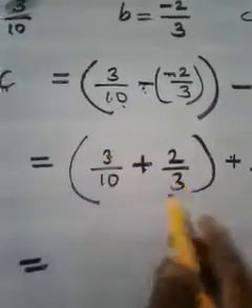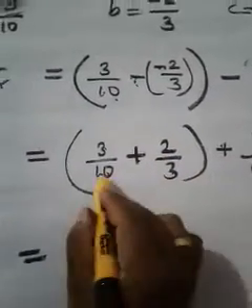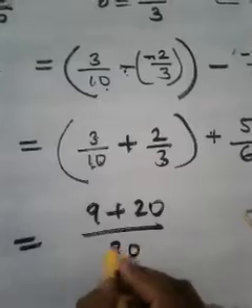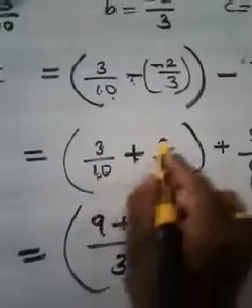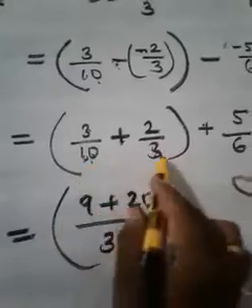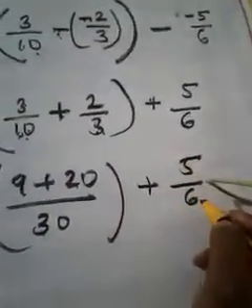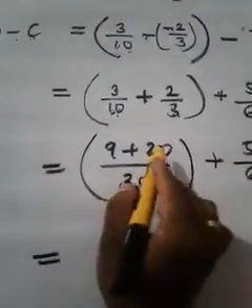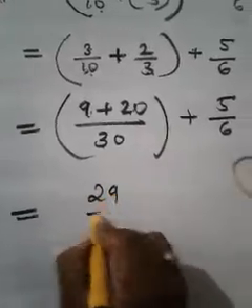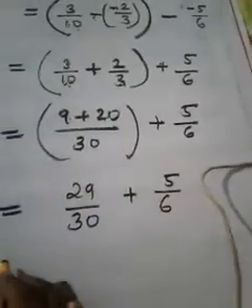What is 3 into 3? 9. Plus what is 10 into 2? 20. Divided by what is 10 into 3? 30. Once again, 3 into 3? 9. Plus 10 into 2? 20. By 10 into 3? 30. Plus 5 by 6. Any problem? No. See, what is 20 plus 9? 29 by 30 plus 5 by 6. You may have understood that much.